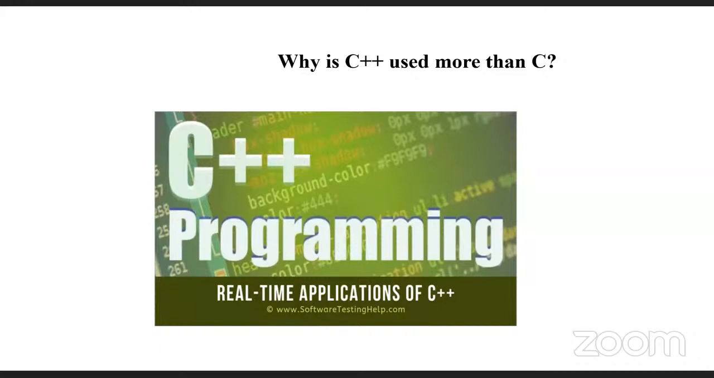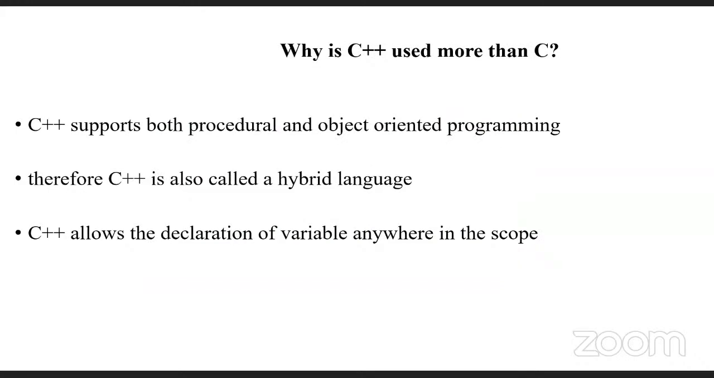So more than C. Don't compare C++ and Java, because Java is 100% object oriented. I'm just going to compare C++ and C. Why? Because C++ supports both procedural and object oriented programming, so it is more popular than C. C++ is also called a hybrid language. Hybrid means it is a combination of procedural and object oriented.